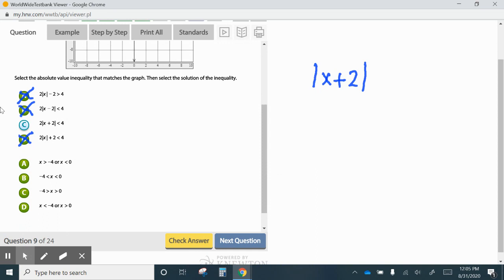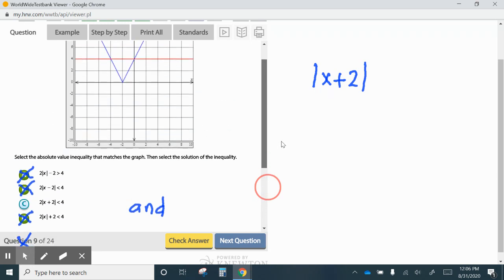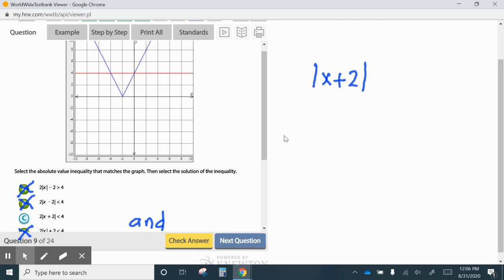Oh, sorry, that's not right. I forgot to answer this piece. Now, if it's less than, which C is, it's an and statement. So if it's less than, it's an and statement. That means we know it's not A or D. Now, if it's less than, then we know we're looking at this piece right here. So it's between, it looks like, -4 and 0.